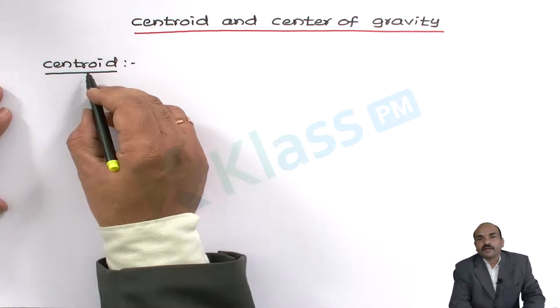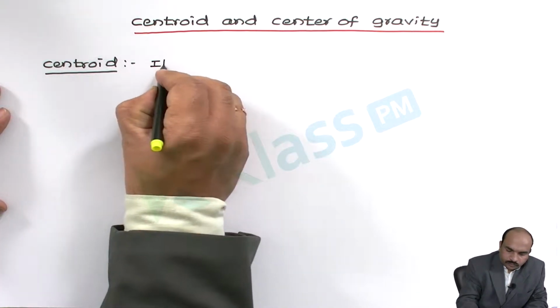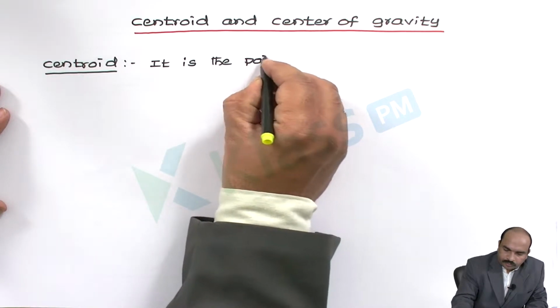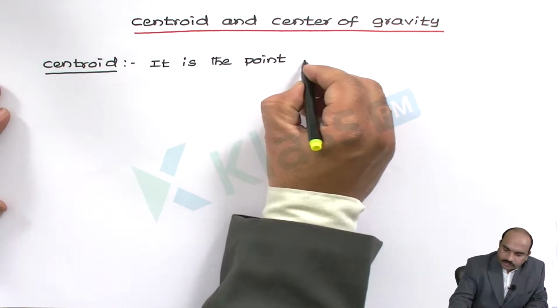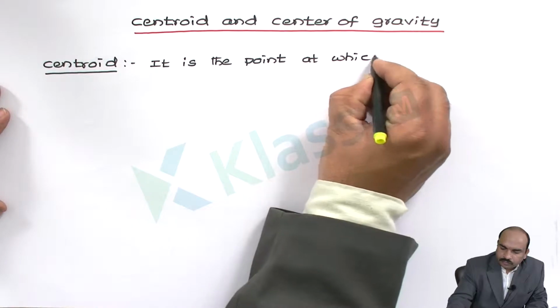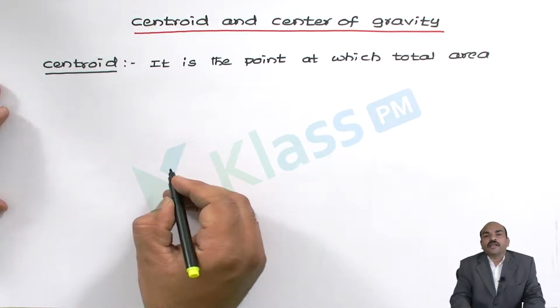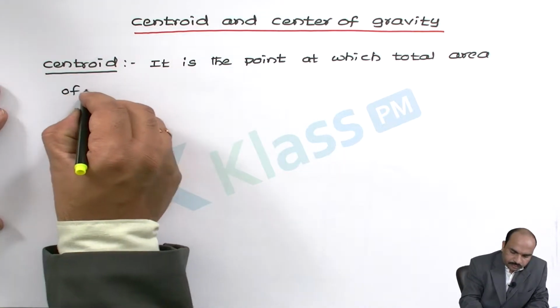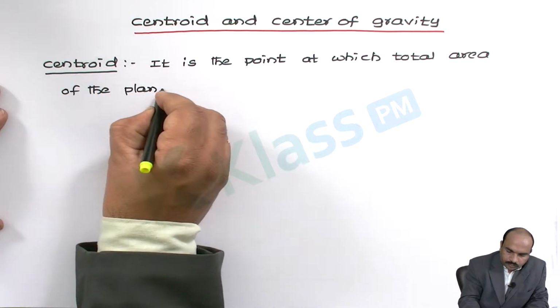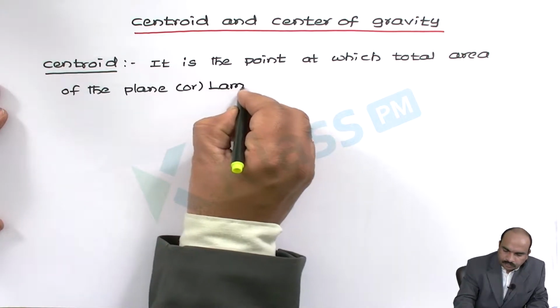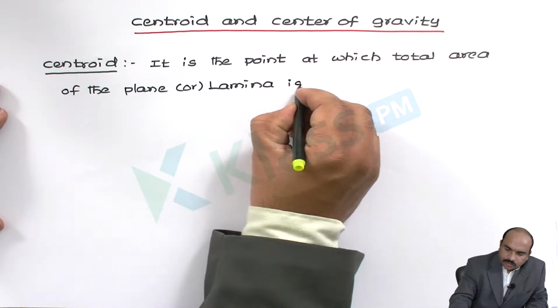So first let us define centroid. It is the point at which the total area of the plane, or it is also called lamina, is acting.